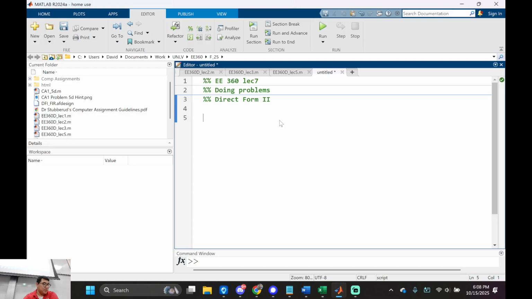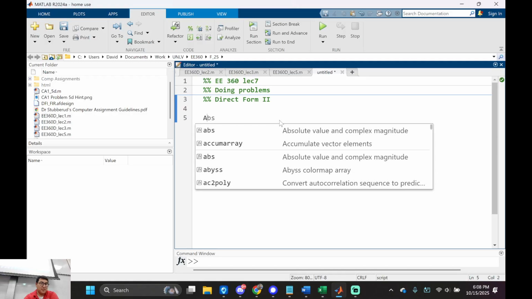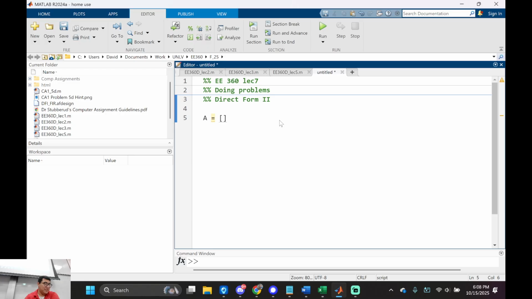So, let's see. I want an A block, right? And I want this to be a matrix, correct? So minus A1, minus A2, correct? How do I make another row? Does anyone bother if I do this? Wait, 1, 0. Is anyone bothered by that? No? Why? You know this dot, dot, dot right there? It's just continue to the next line.